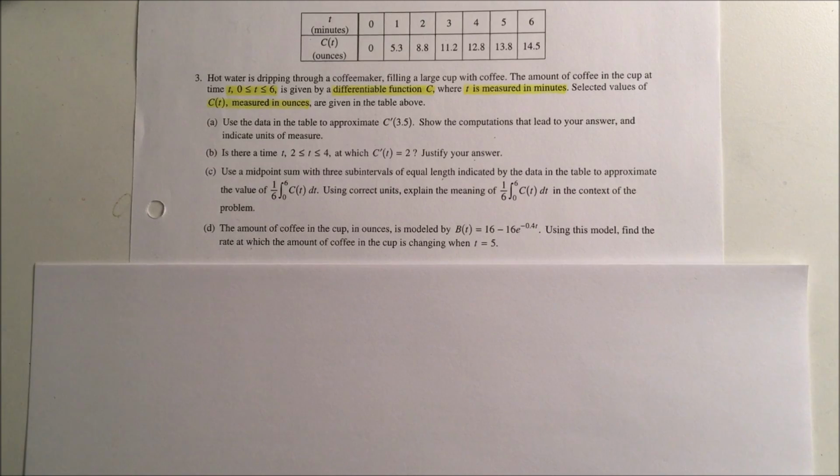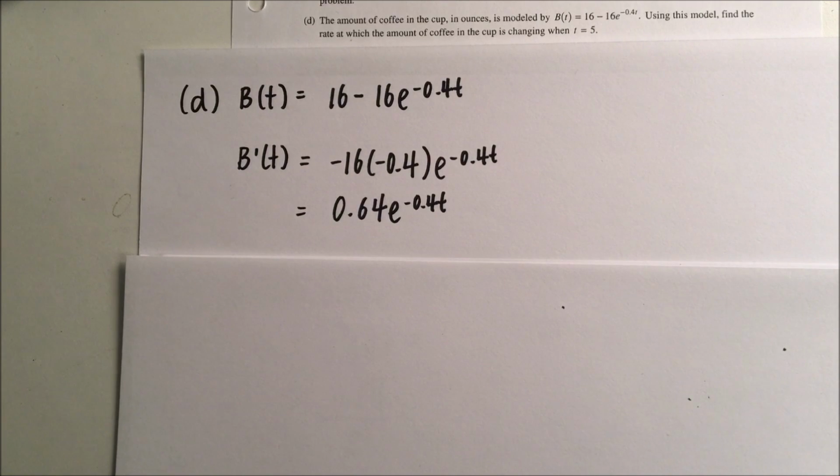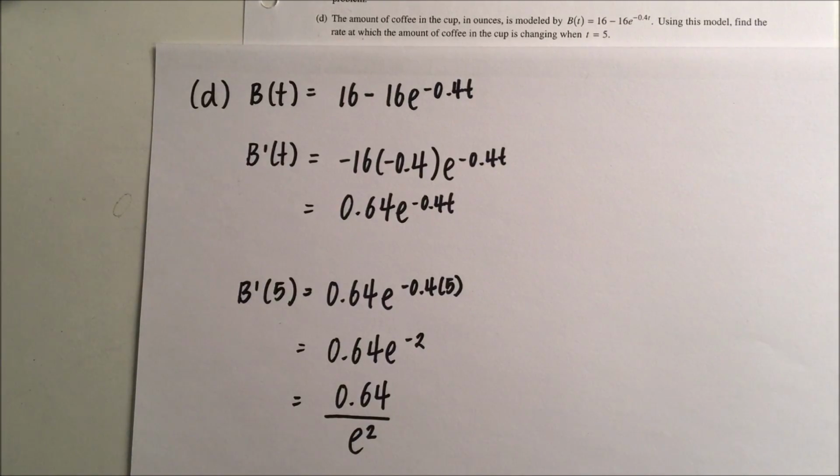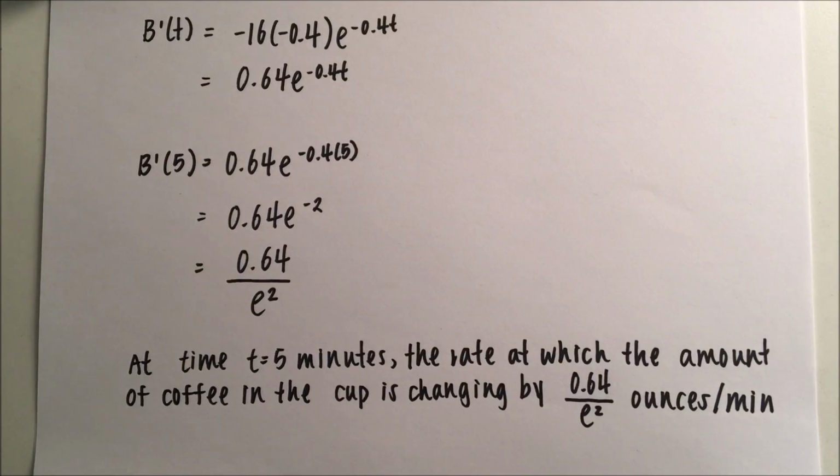In part D, the question asks us to find the rate at which the amount of coffee in the cup is changing when t equals 5, given a function. This part is fairly easy. To find the rate at which something is changing, you would take the function's derivative. In this question, there is a simple chain rule application, and constants always become 0 when taking the derivative. After obtaining an expression for the rate of change, just plug in 5 and simplify. At time t equals 5, the amount of coffee in the cup is changing at 0.64 over e squared ounces per minute.